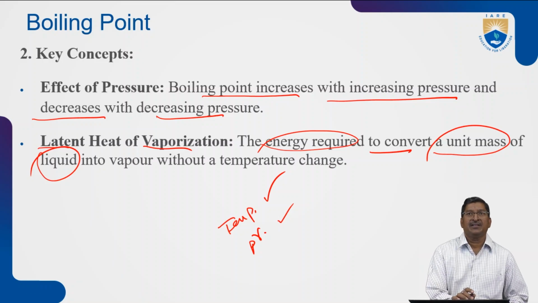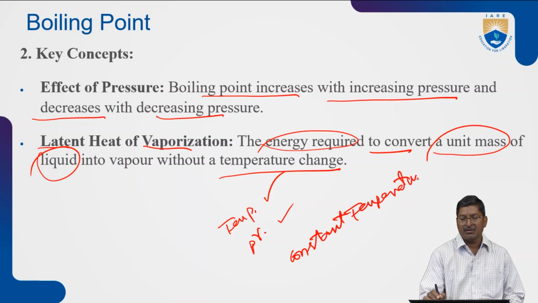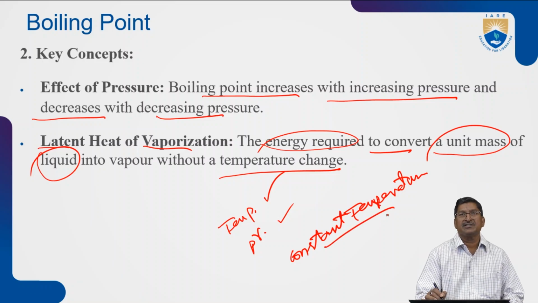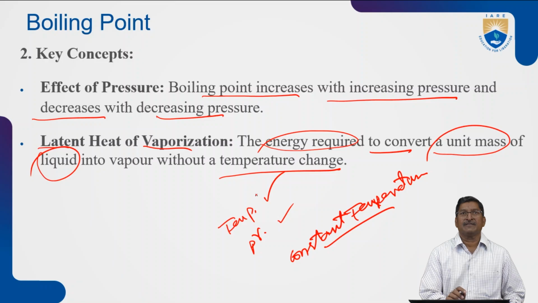That means here the energy required to convert a unit mass of liquid into vapor without temperature change. Here, without temperature change means constant temperature. So temperature is constant. It is not increasing. We are not changing the temperature. It is not increasing, it is not decreasing. So we are maintaining the same temperature. Then the energy required to convert that unit mass of liquid into a vapor is called the latent heat of vaporization here.